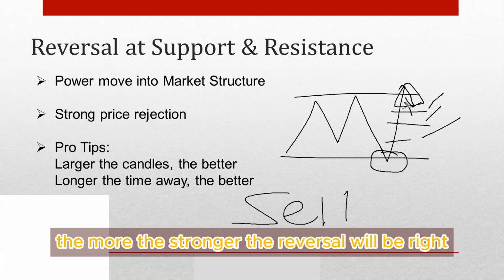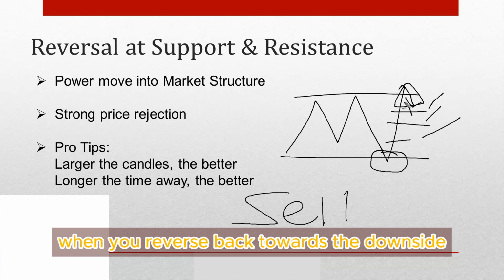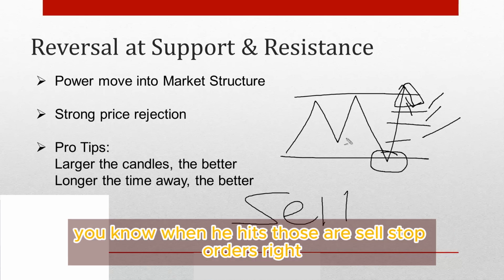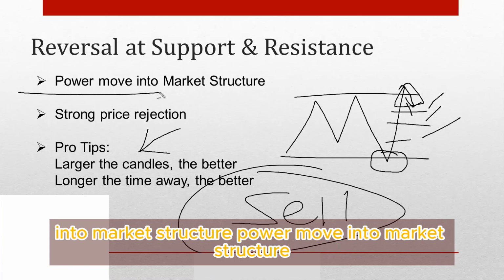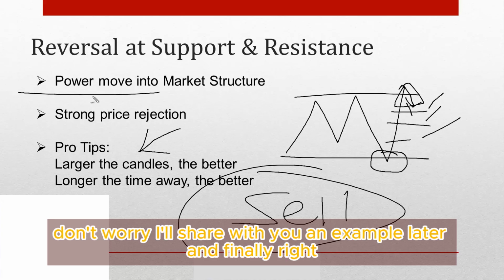The stronger the reversal will be when you reverse back towards the downside and hit those sell stop orders. This is why you want to see larger candles, the better, into market structure. A power move into market structure. Don't worry, I'll share an example with you later.